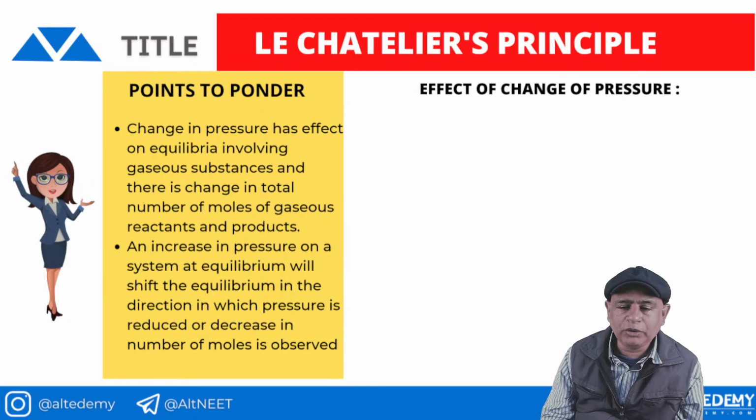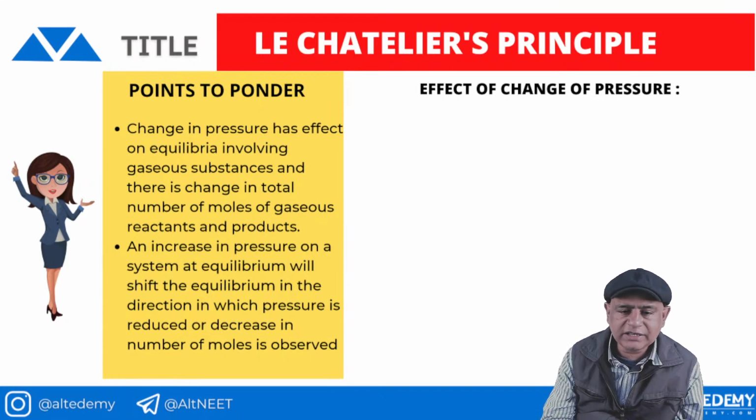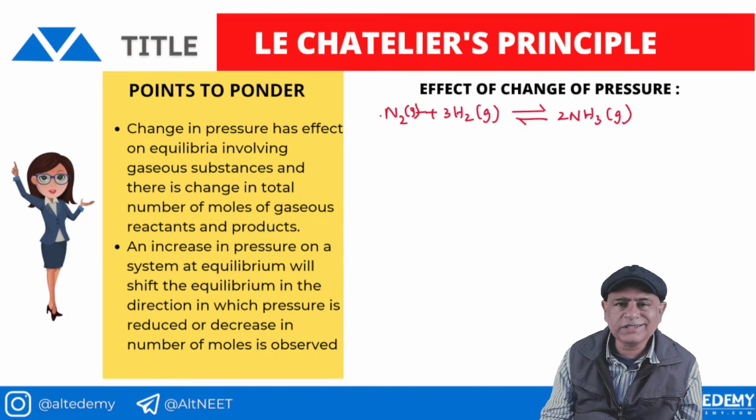Let us first talk about change of pressure. Let us take an example. Suppose we are taking a reaction like N2 gas plus 3H2 gas. It is a reversible reaction. It becomes 2NH3. It is again gas. Suppose this is the reaction.